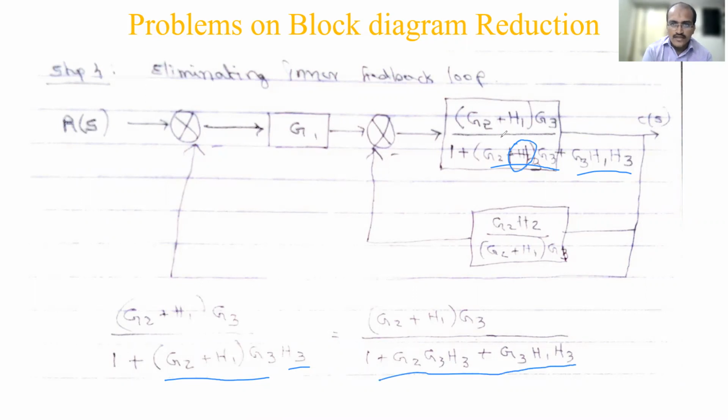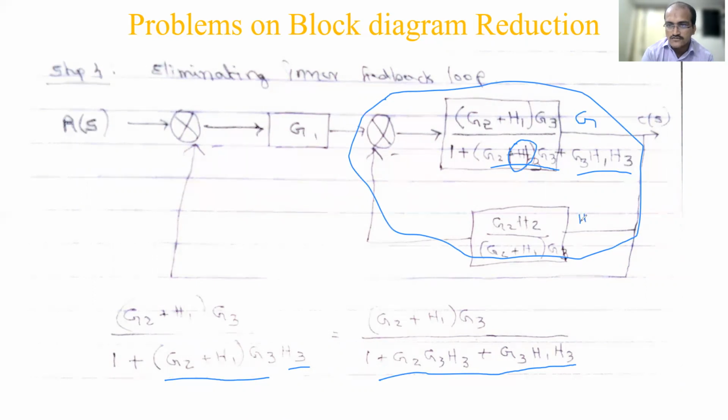So now again you see the minor feedback loop here. This is your minor feedback loop now, but there are big terms here. Okay, so this complete term is now G, and this G2 H2 by G2 plus H1 into G3 will act as your H, and again you have the minus sign here. So the G by 1 plus GH formula you have to simplify. Okay, so we'll do that in the next elimination.